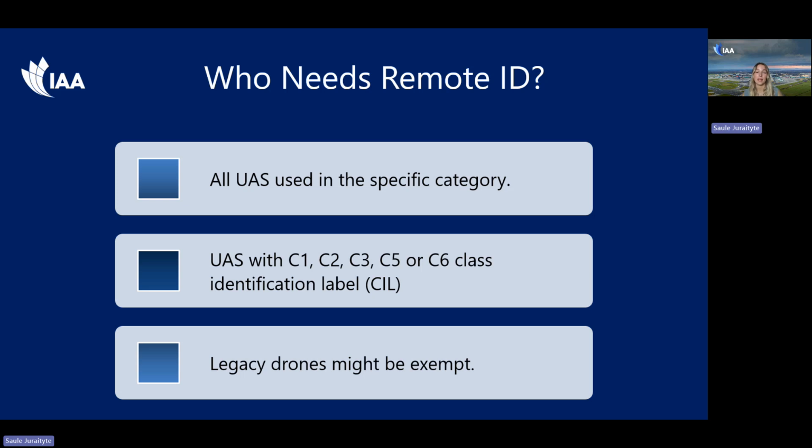Legacy drones may be exempt from the application of direct remote identification if they are operated according to Article 20 of Regulation EU 2019-947, taking into consideration their maximum takeoff weight respectively.